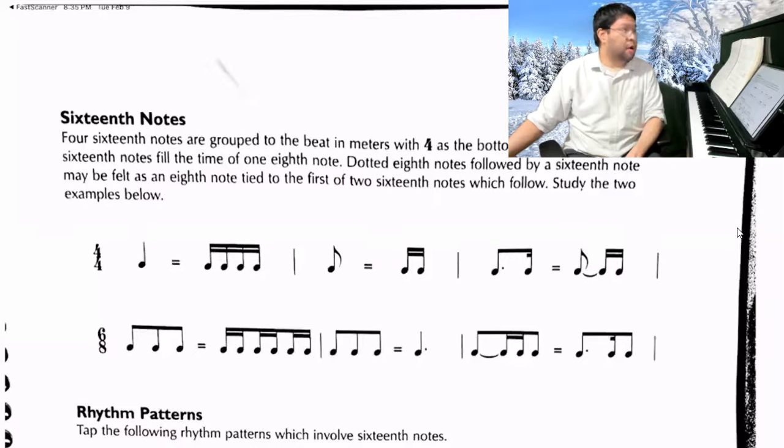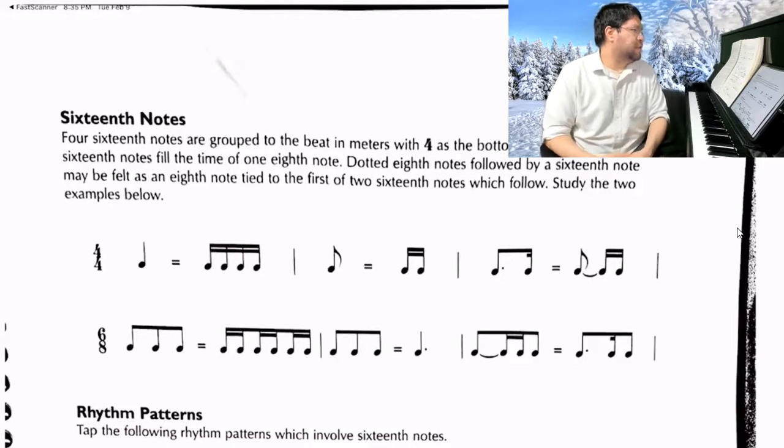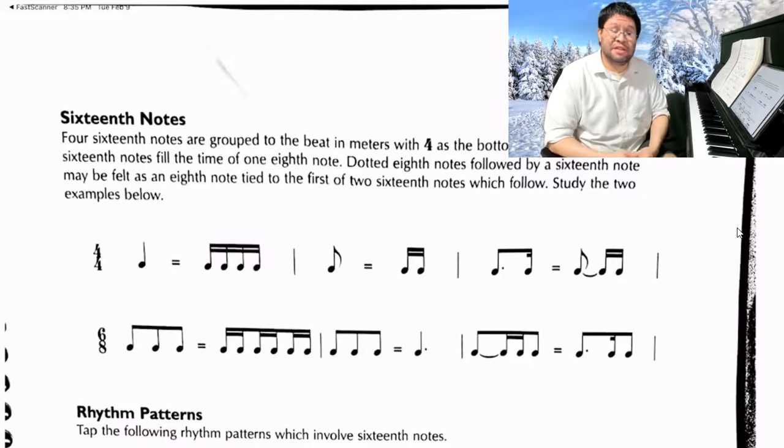We are now on page number 127 of the Keyboard Musicianship Book 1. So let's go ahead and talk a little bit about the 16th notes, and that's what this video is about. It says here, 4 16th notes are grouped to the beat in meters with 4 as the bottom number. So that's what you see there for the first example.